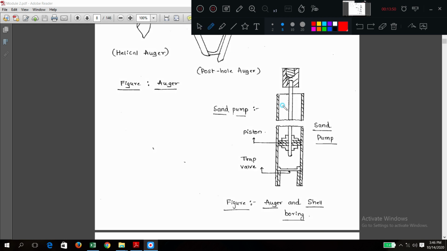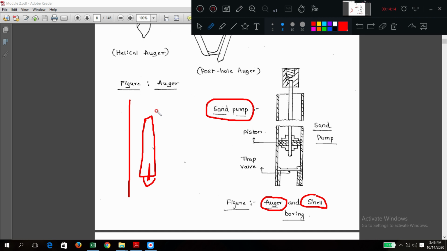What is happening? There is one casing outside. It is called casing. It is also called by the name sand pump. What is this? Auger is also there, and there is a shell. Shell means some instrument which is going to take the sample. Outside there is some encasing or protection given. So this protection we generally call a shell, no?